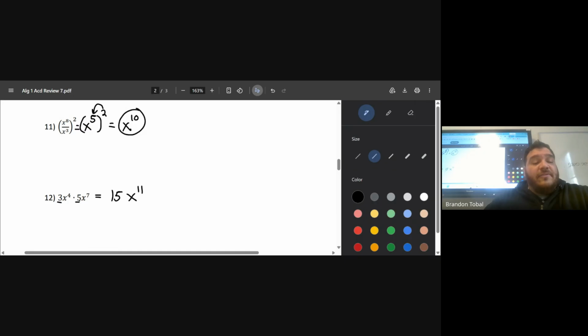So 3 times 5. If they're exponents, you add them. These are normal numbers, so you multiply them. Then you could do 5 squared or 5 times 5, which is 25. You still multiply them.